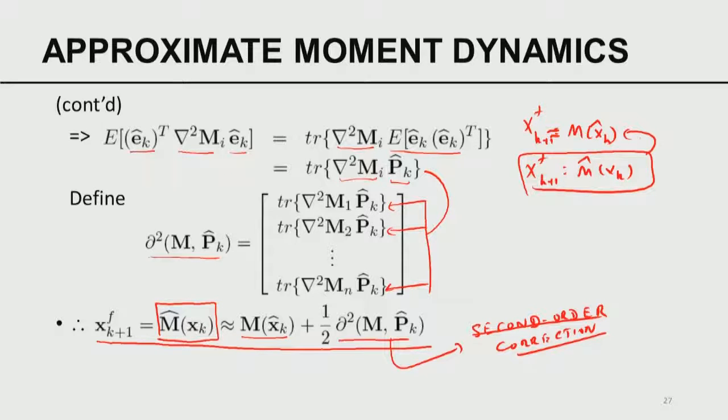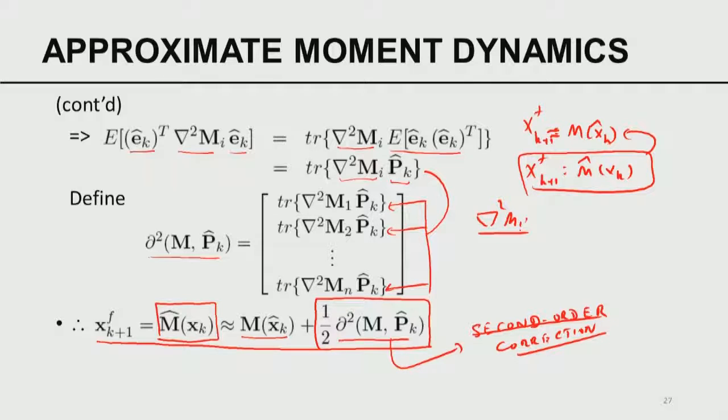In the second order, what do I do? I add the second order correction term. Therefore, second order forecast must be more accurate than the first order forecast. When do you consider what is the right order for approximation? It depends on the degree of nonlinearity. Now if you go back, what does the second order correction term depend on? Look at this now. Delta square m_i is the Hessian of the ith component of the model map. If the model is mildly nonlinear, the second derivative may not be too high. In that case, you can essentially get away with first order approximation.